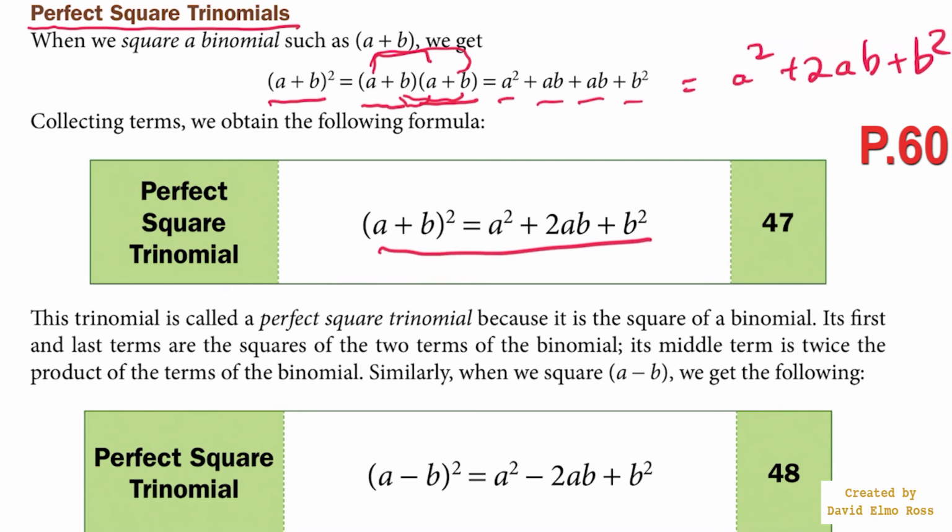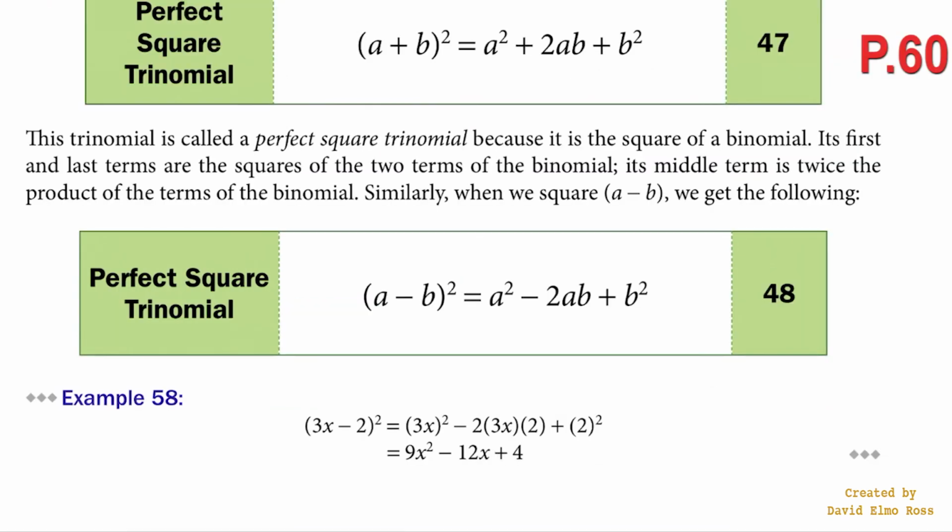Now we can also take a look at a minus b squared, which is what we have here. Instead of a plus b squared, we can also look at a minus b squared. And instead of a squared plus 2ab plus b squared, which we had before, instead of plus 2ab, we just get minus 2ab.